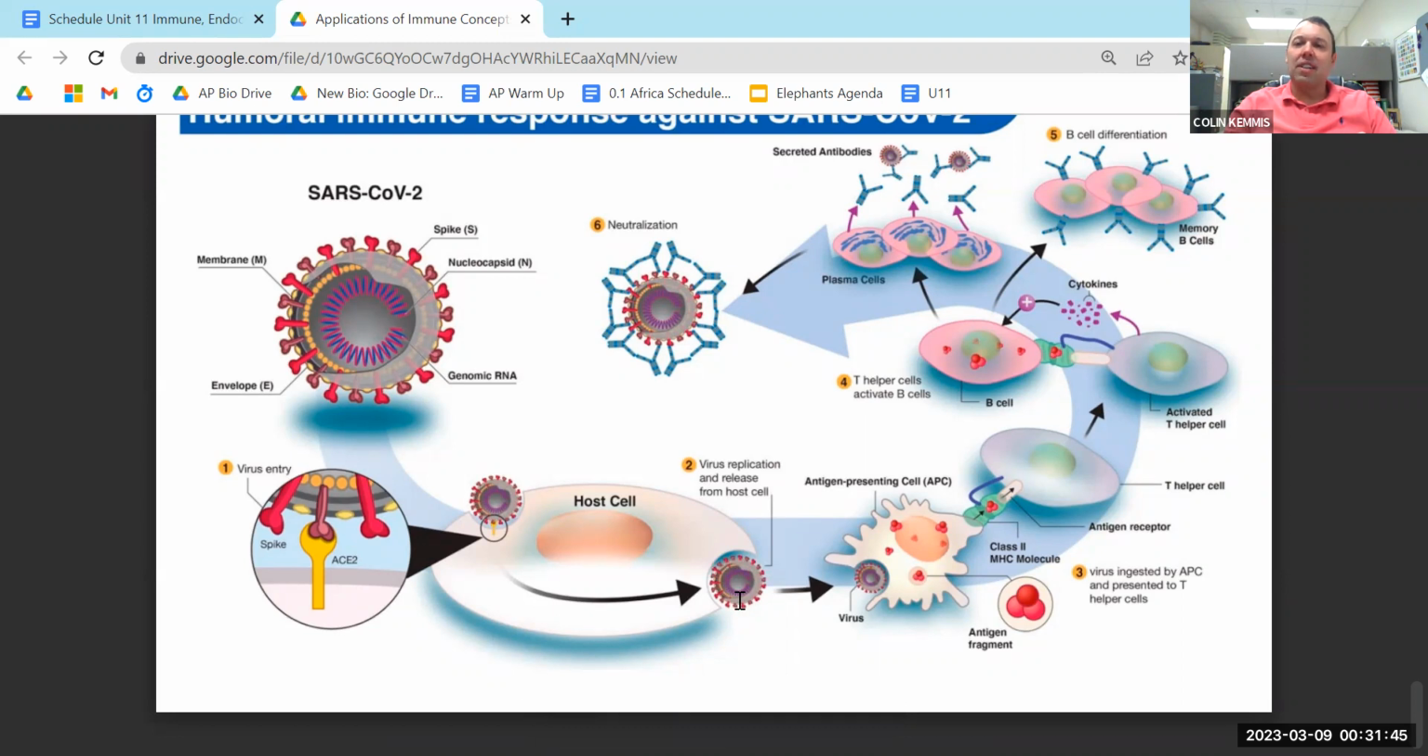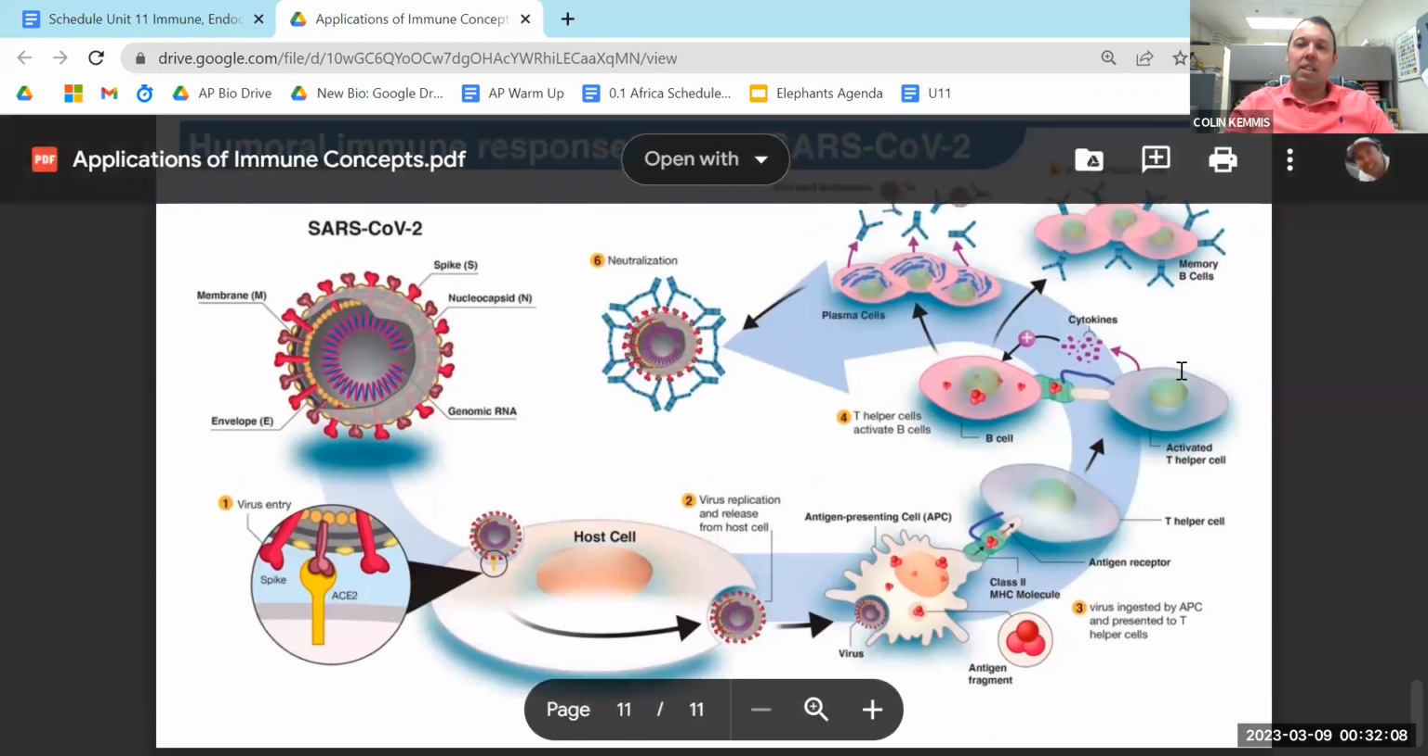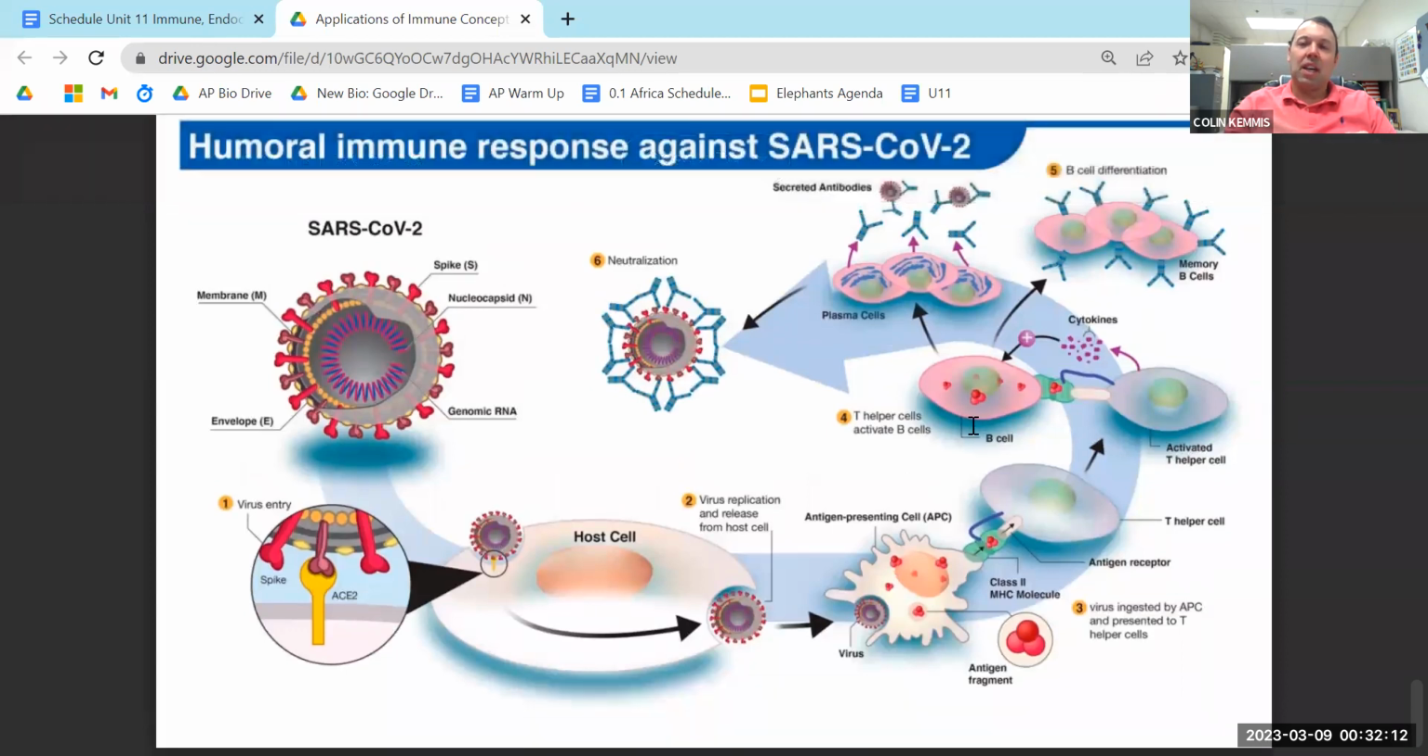Now, luckily for us, we do have some macrophages that would eat this virus and display it. We can tell this is a macrophage because it has a class 2 MHC presenting molecule here. And so that is going to go to the helper T cell and activate it to start fighting this virus. And that helper T cell will then release some cytokines. It will bind to a B cell and say, hey, go find this one, make antibodies to kill it.